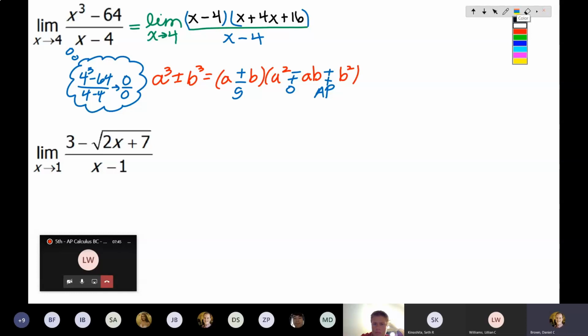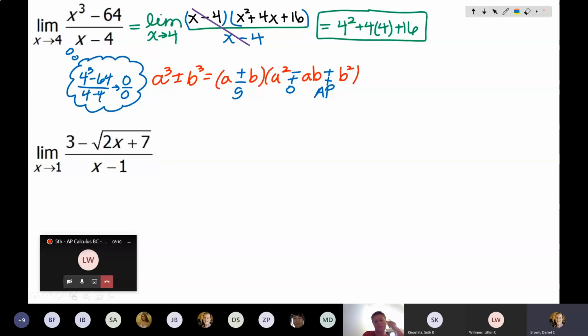The goal is, right now you have 0 over 0. You want to cancel something out. You basically want to cancel out the 0 over 0, the hole in the graph. So x minus 4 does cancel, and we can go ahead and substitute. I left off my squared on that x, but plugging in the 4, we have 4 squared plus 4 times 4 plus 16. I am perfectly fine if you leave your answer like that, but you can also add it all together.